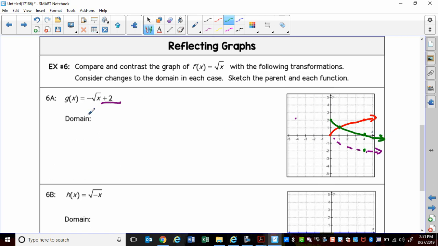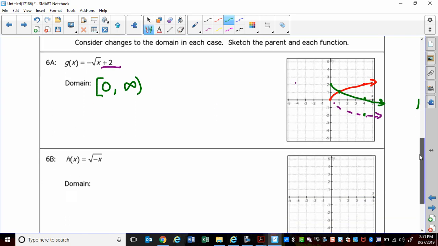Okay. Now the domain, in this case, my domain didn't change. We didn't shift it to the right or to the left. So my domain is the same as the domain of the square root of x, the parent function. It is 0 to infinity. Now we can include 0. That's actually a point. 0 is inclusive. Infinity never is.